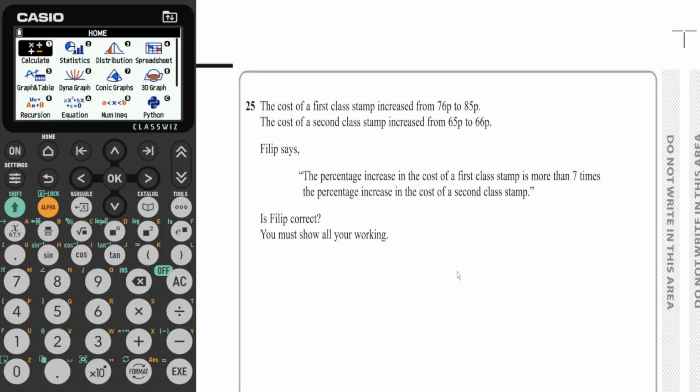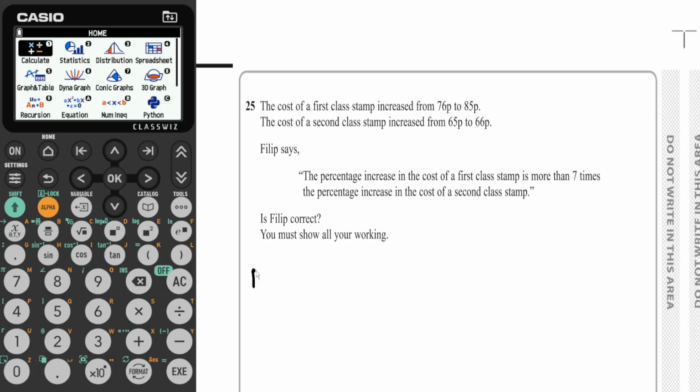Question number 25. The cost of a first class stamp increased from 76p to 85p. The cost of a second class stamp increased from 65p to 66p. Philip says the percentage increase in the cost of a first class stamp is more than 7 times the percentage increase in the cost of a second class stamp. Is Philip correct? You must show your working.